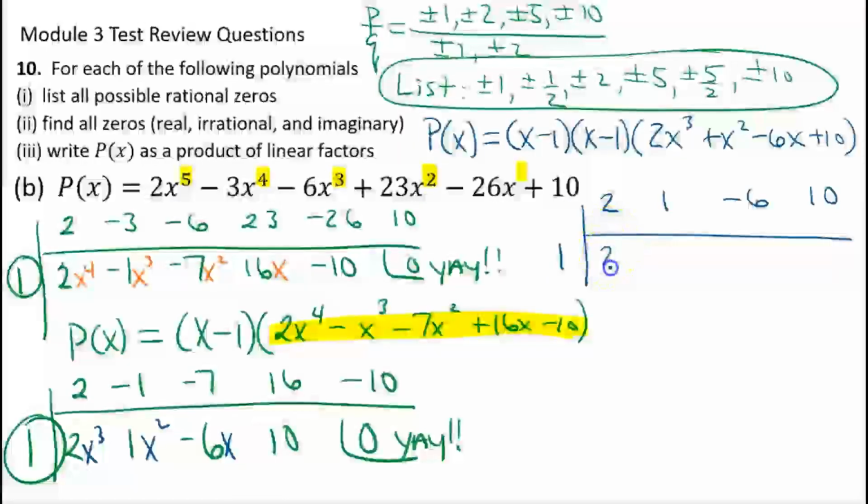So 2 comes straight down. 1 times 2 is 2 plus 1 is 3. 1 times 3 is 3 plus negative 6 is negative 3. 1 times negative 3 is negative 3 plus 10 is 7. So 1 is not a 0 a third time. Is that okay? Sure is.